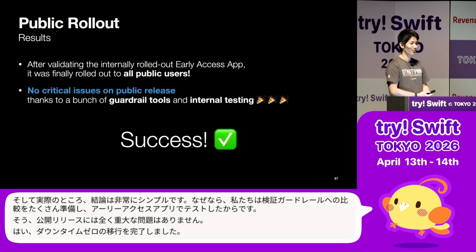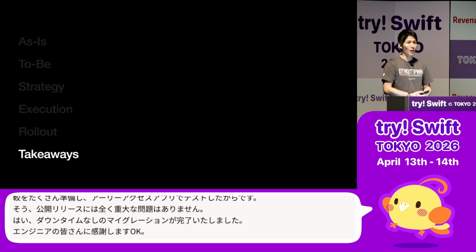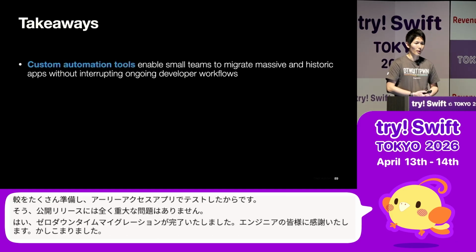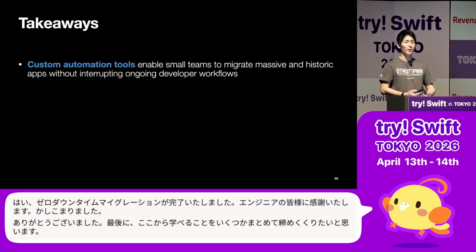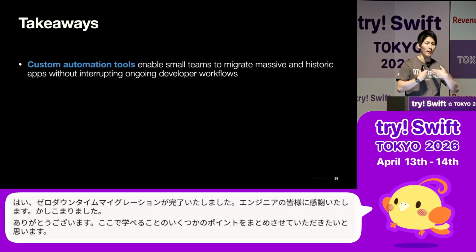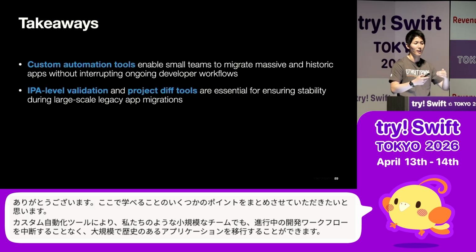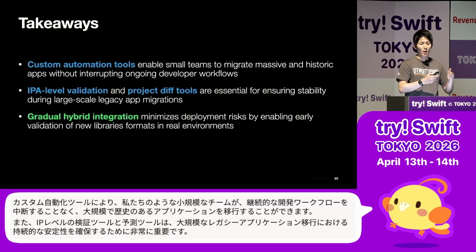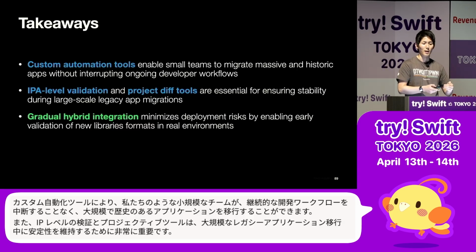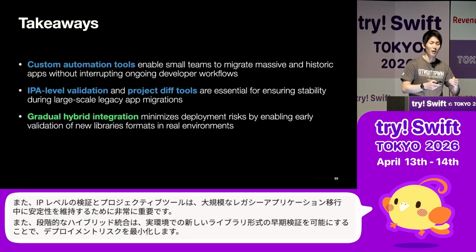OK, thank you. Let me conclude with some takeaways, what we could learn here. The custom automation tools enable small teams like us to migrate massive and historic apps without interrupting ongoing development workflow. Also, the IPA-level validation and the project diff tools are quite essential for ensuring stability during large-scale legacy app migration. Also, the gradual hybrid integration minimizes the deployment risks by enabling early validation of new library formats in the real environment. Although there are some downsides, it is still a very good option to take the safer approach.